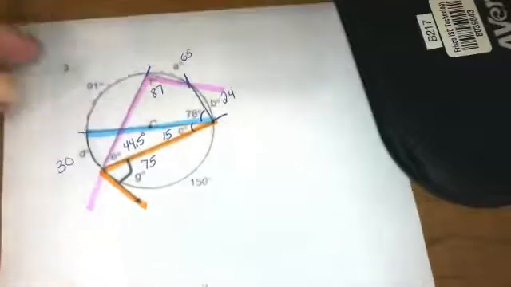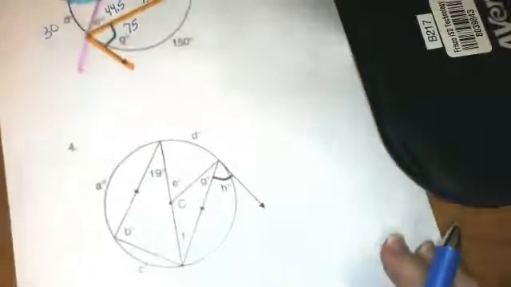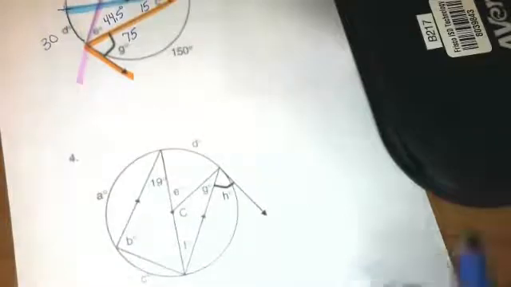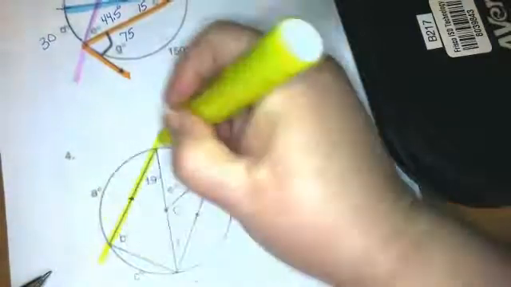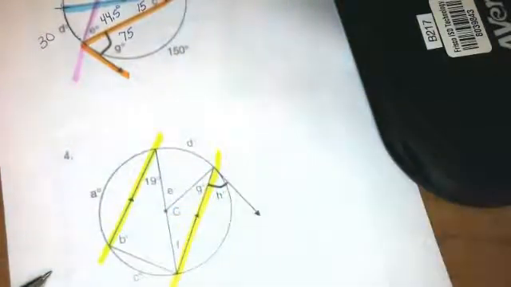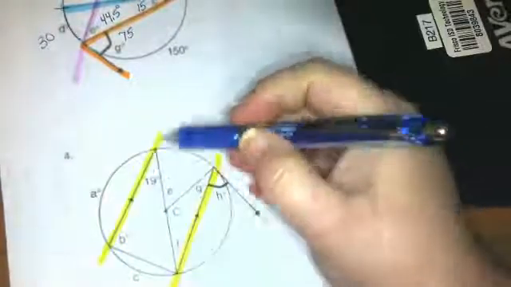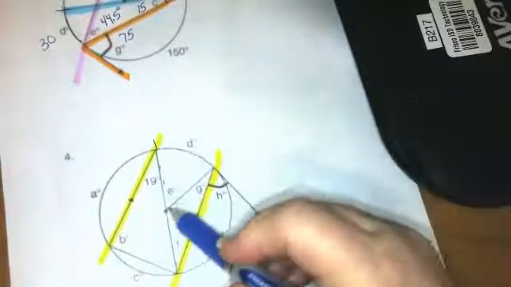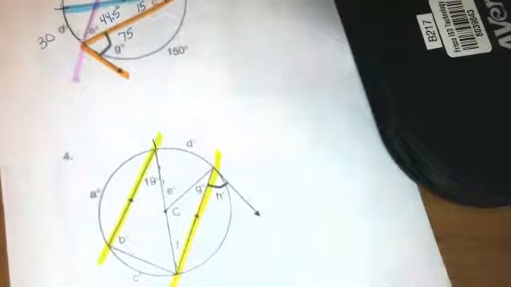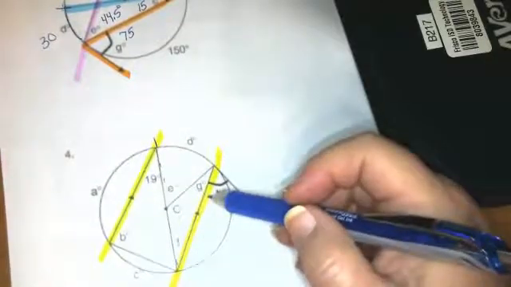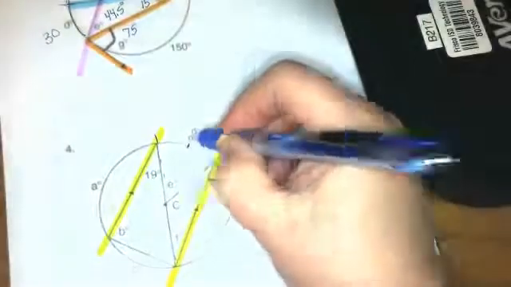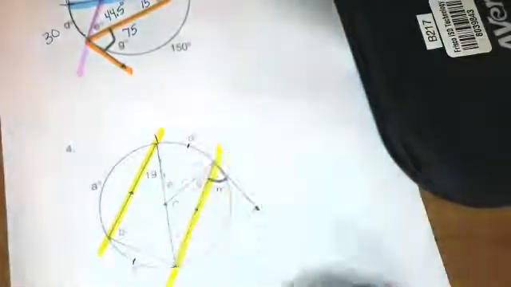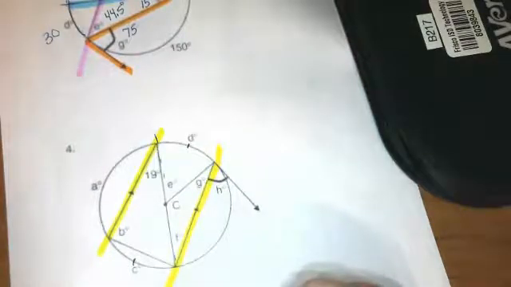All right, number 4. Here we go. So I noticed a couple of things in number 4. Notice I have a couple of parallel lines right here and right here. And also notice that we have a diameter right here, and we've got a radius. All righty. So one of the things we need to know about our parallel lines is that when the lines are parallel, the arcs that are in between are congruent to each other. So that kind of comes in handy.